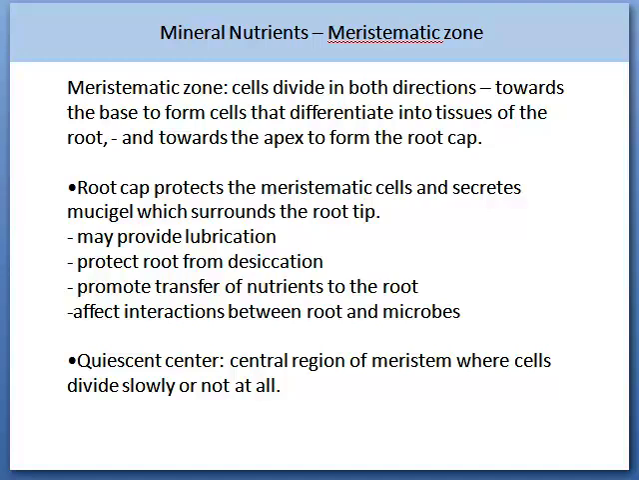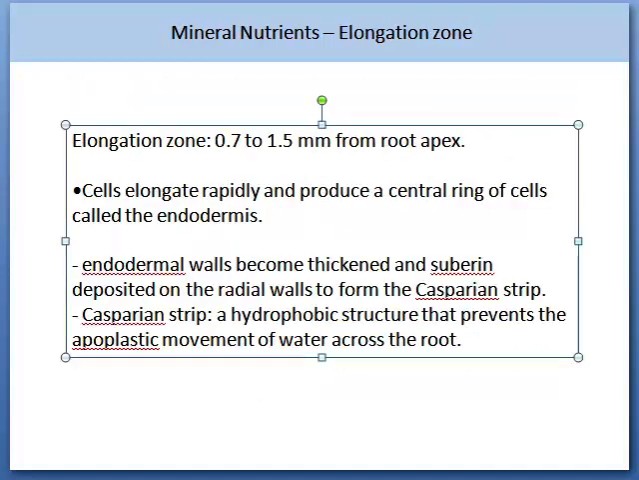The quiescent centre is a central region of the meristem where cells divide slowly or not at all. The elongation zone is typically 0.7 to 1.5 millimeters from the root apex. Cells elongate rapidly and produce a central ring of cells called the endodermis. The endodermal wall becomes thickened and suberin is deposited on the radial walls to form the Casparian strip. The Casparian strip is a hydrophobic structure that prevents the apoplastic movement of water across the root. These processes are again explored more in the solute transport lecture.